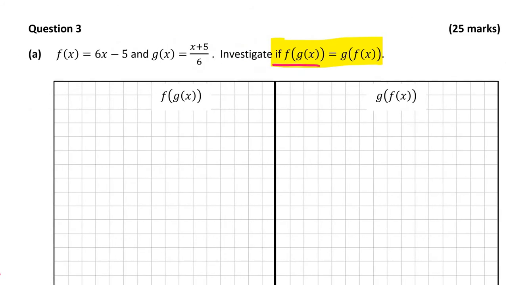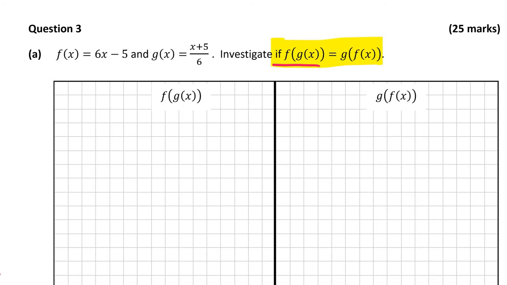So we need to investigate if f after g of x is equal to g after f of x. And this is a case for checking to see if one function is the inverse of another. Okay, they're both equal to each other and they should both be equal to x.